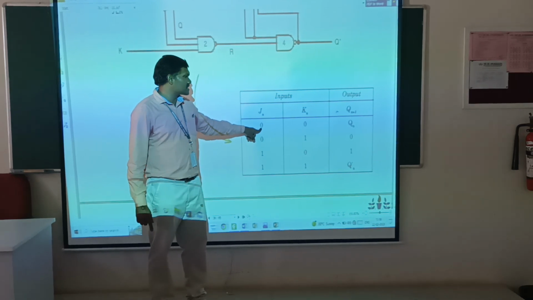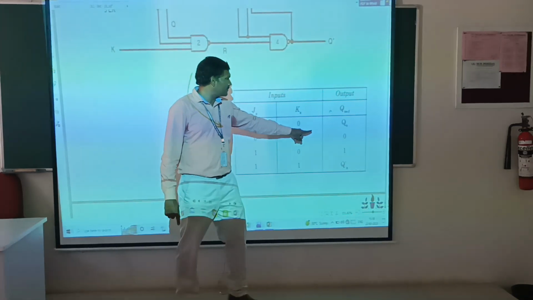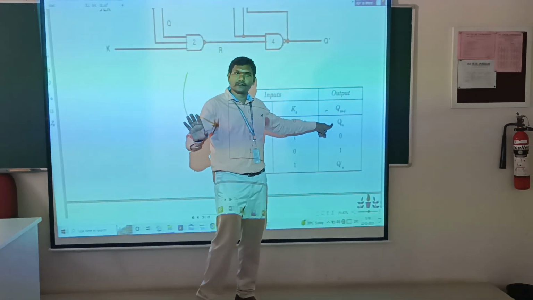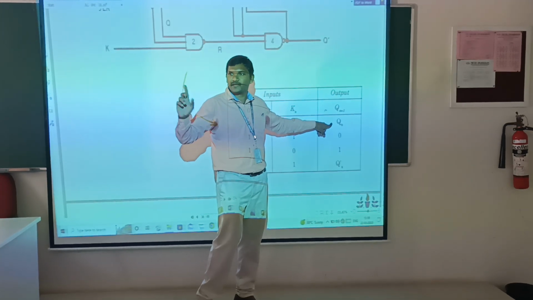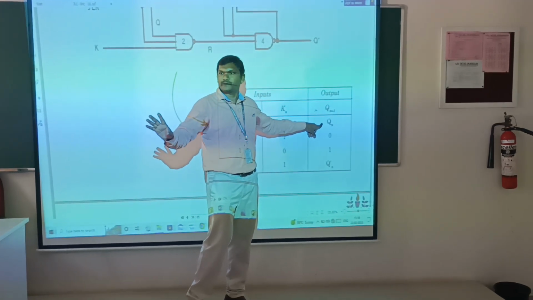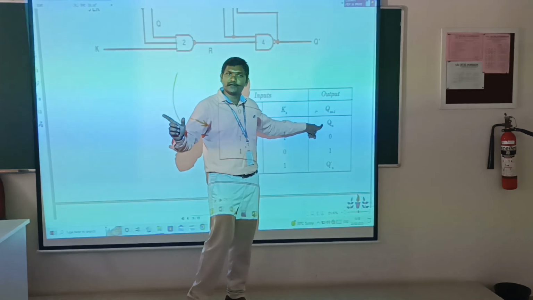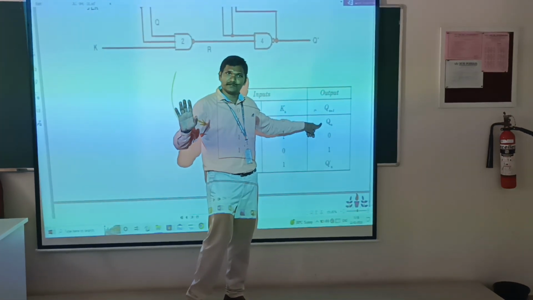When J is equal to 0 and K is equal to 0, what will be the output? The output will remain in the same state. If the previous state is 1, the output will still be 1, and if the previous state is 0, the output will still remain 0.